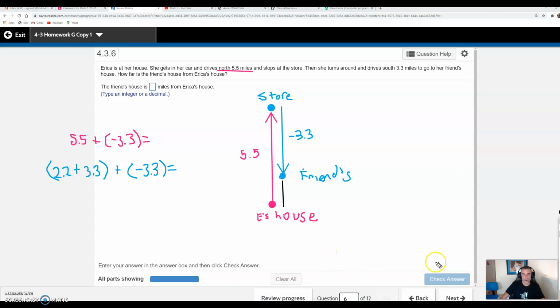All right, and the whole reason I do this is to create a pair of additive inverses. I have a positive 3.3 right here, and I have a negative 3.3 right here. And we know that when you add additive inverses together, they sum to 0. So I'll rewrite this equation. I'm going to regroup. Since I'm adding, I can group them differently. So I have 2.2 plus, and then I have my 3.3 plus my negative 3.3.